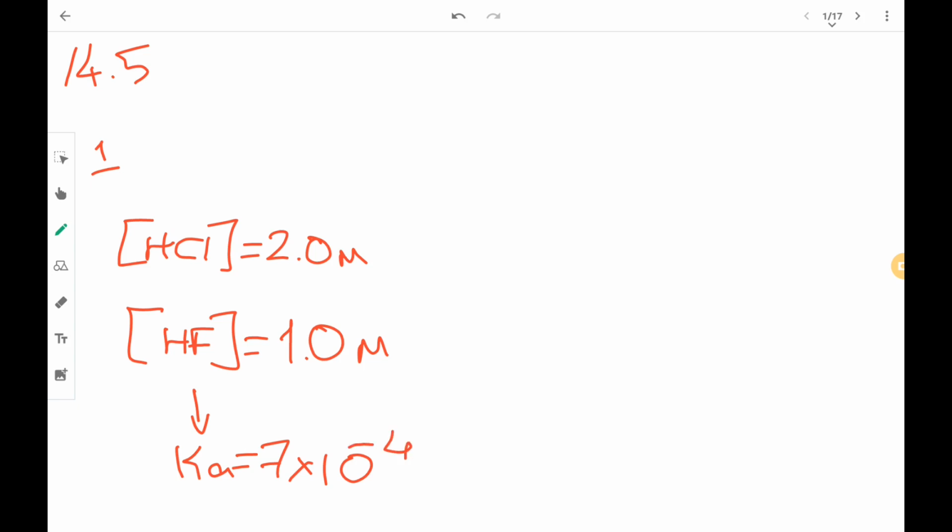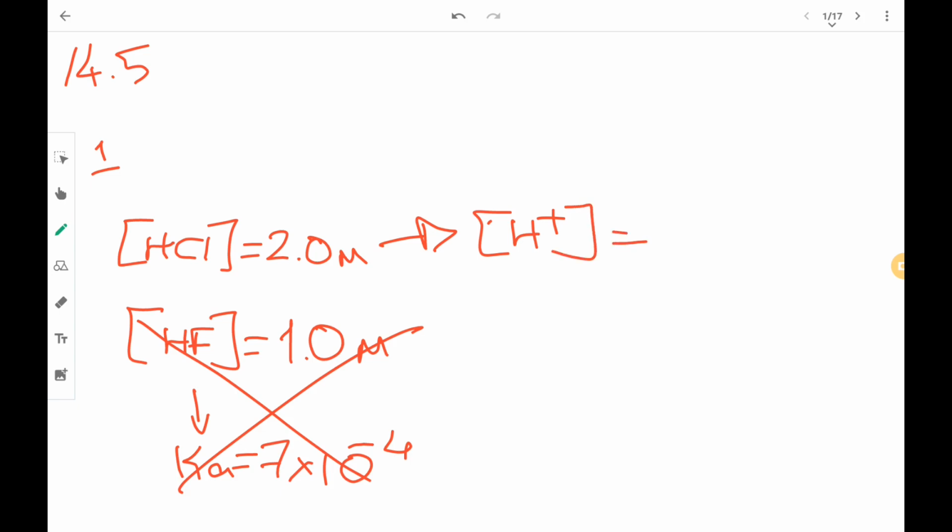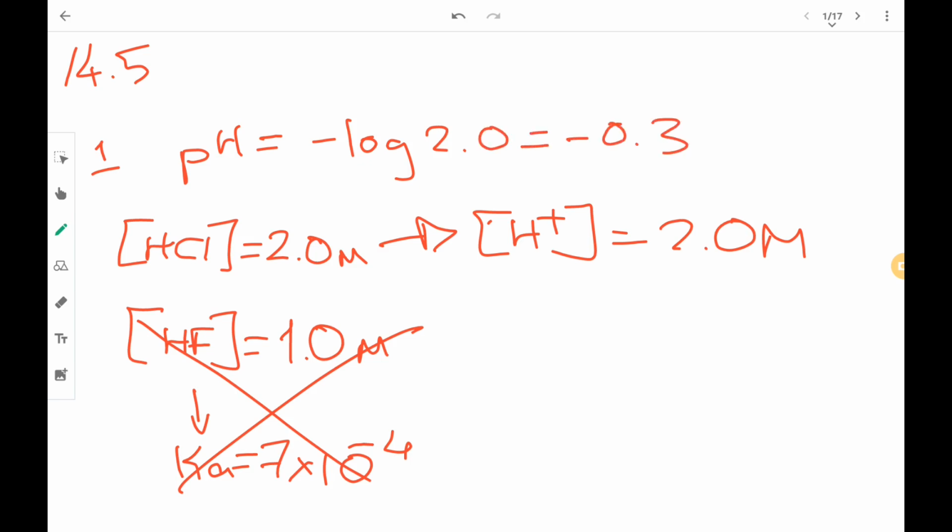Whenever you have a weak acid and a strong acid in a solution, you ignore the weak acid and you focus on the strong acid, and since it dissociates completely, the concentration of H plus will be the same as that of the strong acid, which in this case is 2.0 molar. So pH equals minus log of the concentration of H plus, which is minus log 2.0, which is minus 0.3.